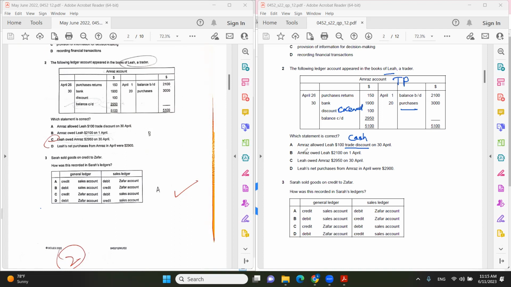This one should be Lee owed Amtra, not Amtra owed Lee. Next, Lee owed Amtra 2,950 on 30th. This one is referred to this one, and this is the correct one. Lee's net purchases from Amtra in April were 2,009? If we want to calculate the net purchases in April, we take this 3,000 minus this purchases return. So the answer should be 2,850, so the answer should be C. Now let's continue.